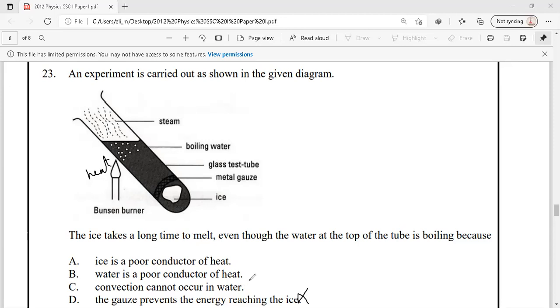Convection cannot occur in water. This is incorrect because water is a fluid and convection is a process that occurs in fluids. Water is a poor conductor of heat. So this is the right answer, because water is a poor conductor of heat, and water will prevent the heat from flowing to the base. Convection is a process that occurs in water, and heat transfer by convection occurs only in the upward direction. So option B is the right answer.